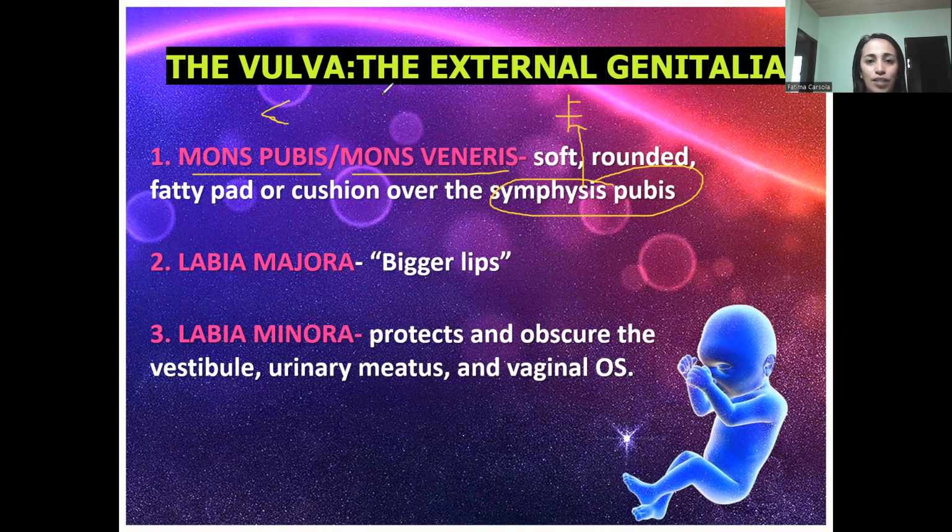And then if the fundic height is higher than what is required, the number one possibility here is you might be having polyhydramnios, or you might be having a macrosomic baby, or you will have gestational trophoblastic disease or multiple gestation. So for this one, you have to know where the mons pubis is, for you to take note where the symphysis pubis is, so that you would know how to measure properly the fundic height.